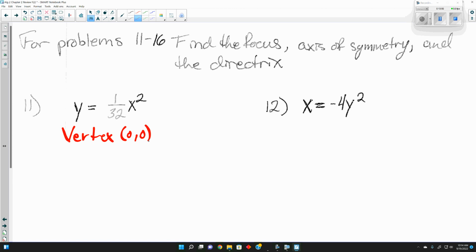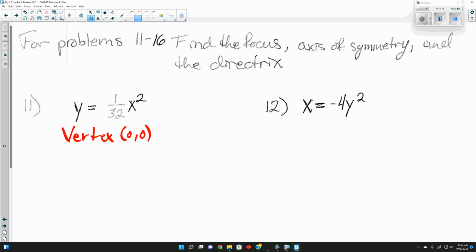Now, this is y equals 1/32 x squared. And in our two general forms, the variable without the exponent has to be by itself. Is it by itself here? Well, yes. So that means we can go on and start solving. So when we look at this one here, again, I would look back to the general form. Which one do we have?